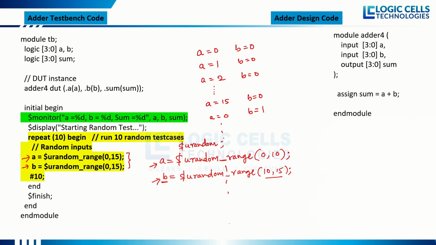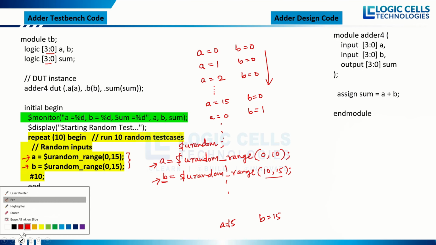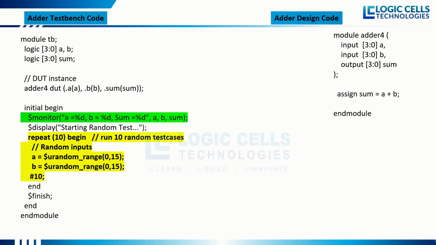Similarly it will go till A is equal to 15 and B is equal to 15, right? This is a very tedious process. We can't do it like this. It is a 4-bit variable, so we can provide 0 to 15 combinations. But if it is more than that, we can't do it manually. That's why these randomizations are required.